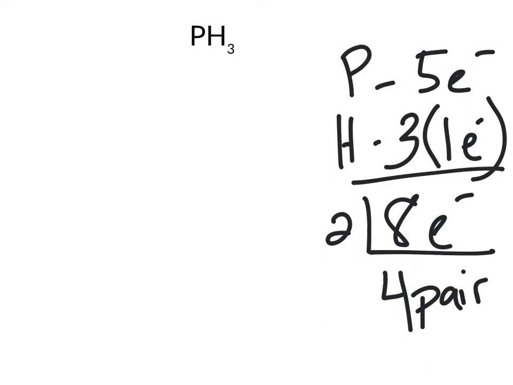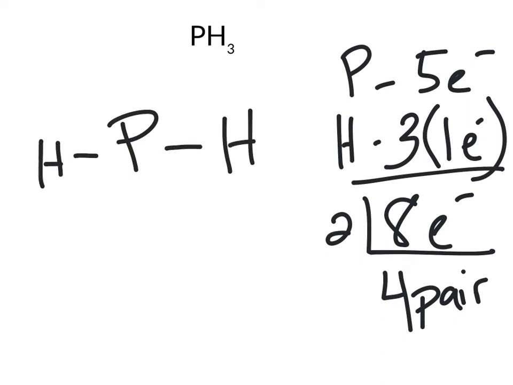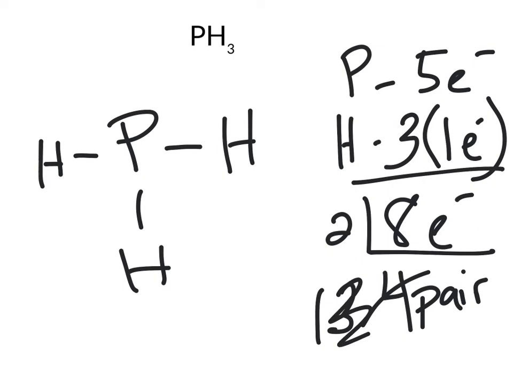Once again, we're dealing with all covalent compounds, so we know all the electrons are being shared. I'm going to put my phosphorus, I'm going to bond a hydrogen to it, bond another hydrogen to it, and bond that last hydrogen to it. So that gets rid of 3 pairs, so I have 1 pair left. So I put that pair on my central atom. Now phosphorus has all 8, and each hydrogen has 2. I'm done.